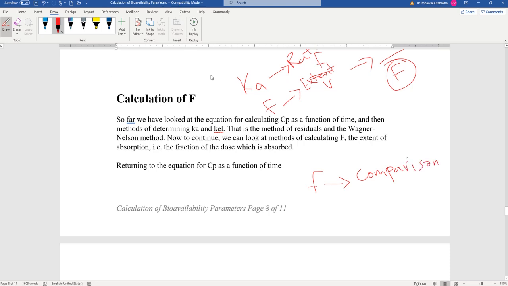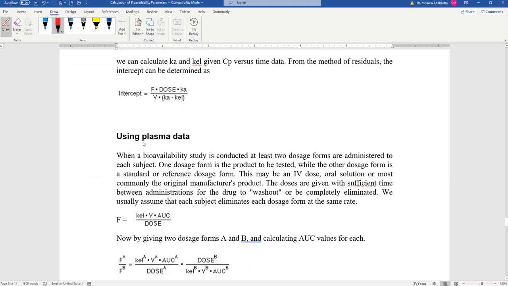Okay, now we can do that using plasma data, or we can do it using urine data. If you remember in your biopharmaceutics and pharmacokinetics 1, you took a topic about bioavailability, and you learned that we can use, for example, AUC, we can use the amount of drug excreted in the urine, or we can use the pharmacodynamic effect, or we can use in vitro data from dissolution, or we can use clinical effect, okay? So here we will be talking about the calculation of F by comparison, using two methods, one, plasma data.